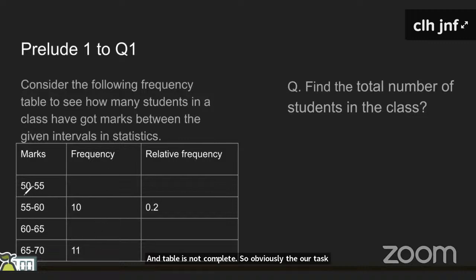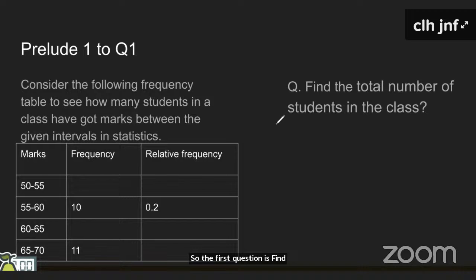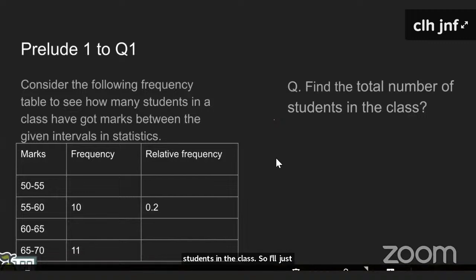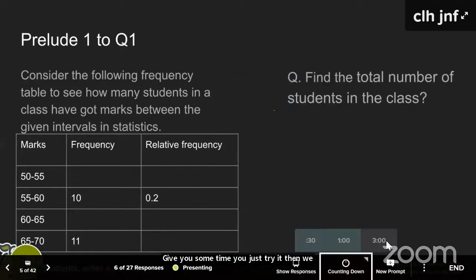So this is the range of marks. For the students who got marks between 50 to 55, frequency is not given, and relative frequency is also not given. For the rest, frequency and relative frequency, both are given. So the first question is, find the total number of students in the class. I will give you some time. You just try it, then we will discuss the solution.